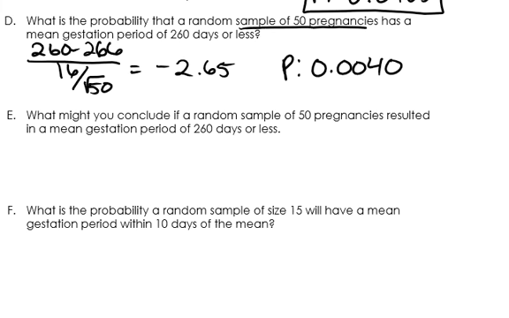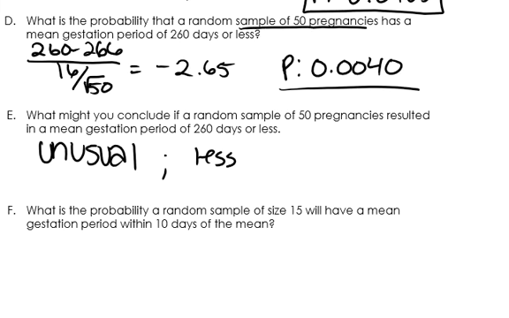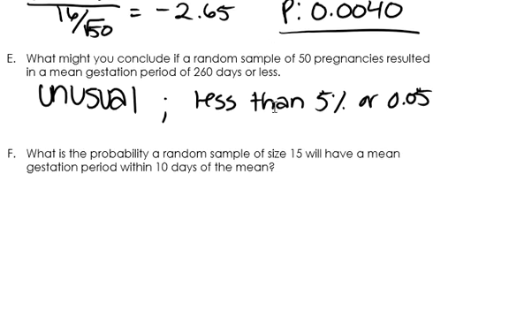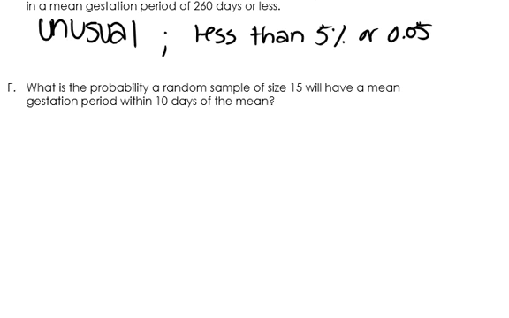Now part E is asking, what might you conclude if a random sample of 50 pregnancies resulted in a mean gestation period of 260 days or less? So it's asking us about the question before. We would say that this result will be unusual. The reason why is that this 0.0040 is less than 5%, or 0.05.